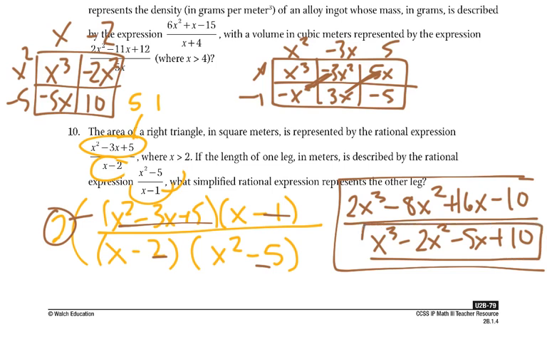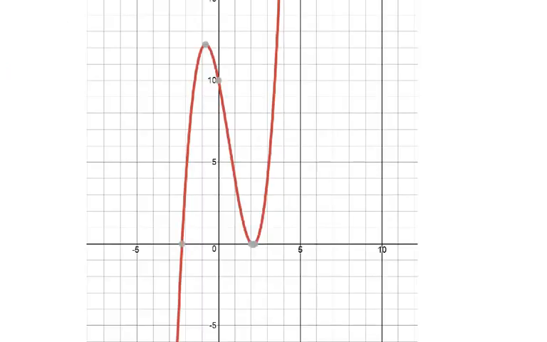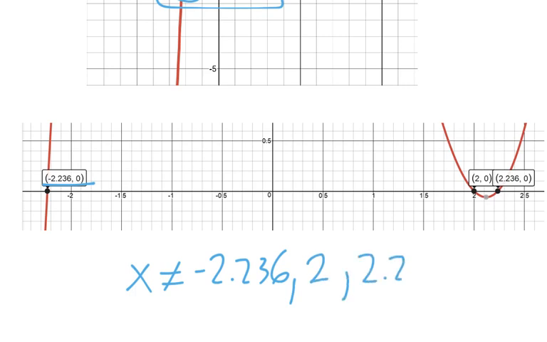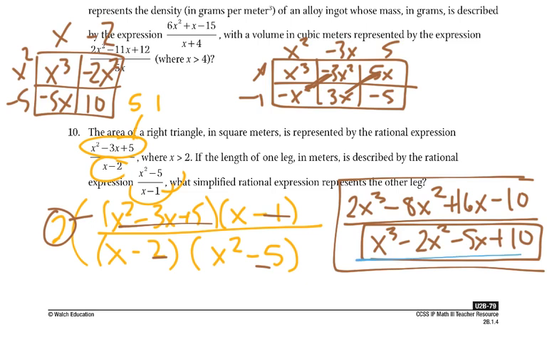The easiest thing to do would be to graph it and to find its x-intercepts. Let's do that. So we graph that, and we find we have some zeros here. So we zoom in on this spot, and we see that one restriction would be x could not equal negative 2.236. It could also not equal positive 2 and positive 2.236. So it's got 3 zeros for the restrictions there. And there we go.